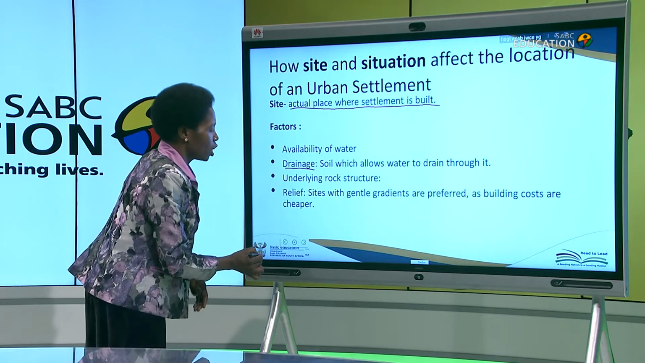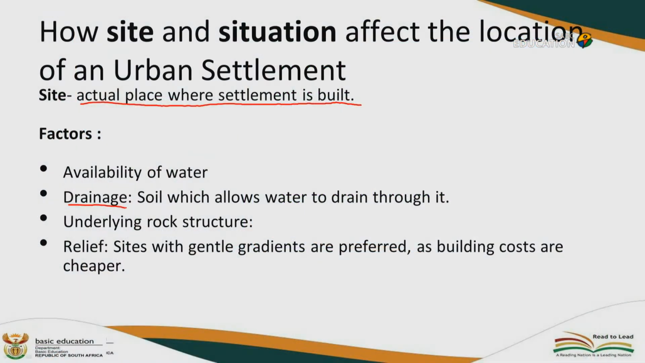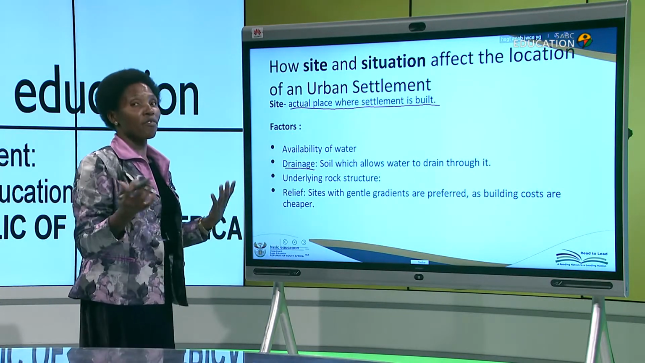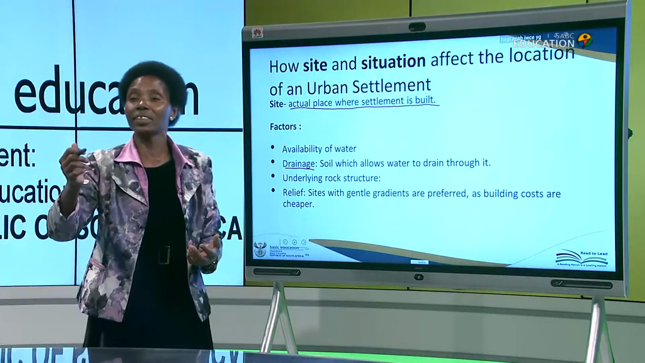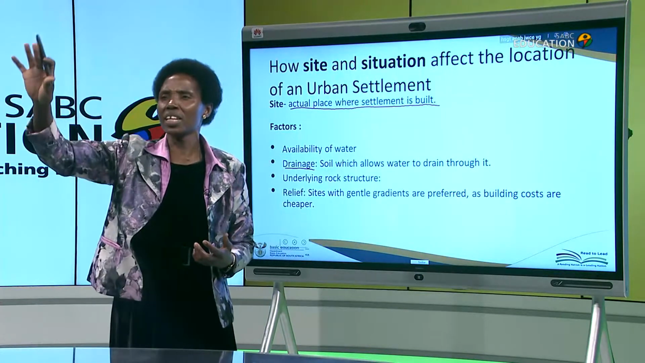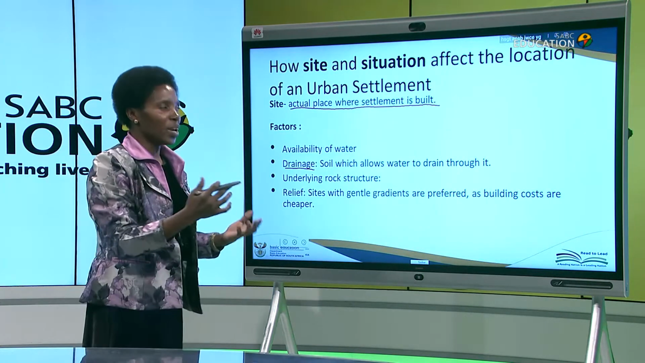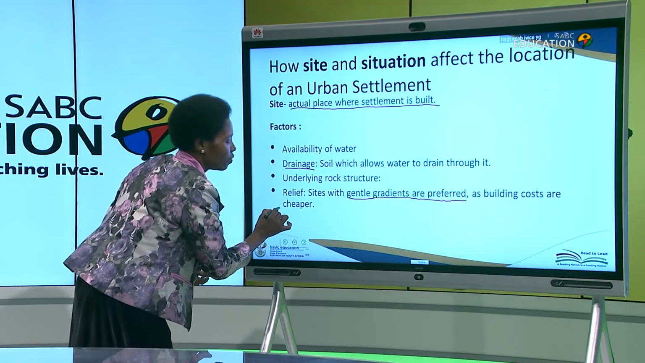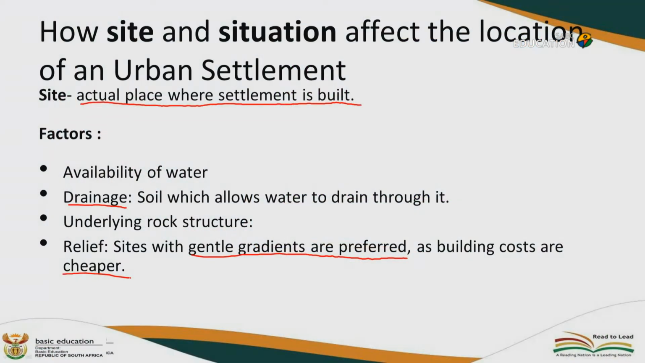And then the next thing that we look at is relief. Okay, boys and girls, when we talk about the relief, we are talking about how high or how flat this place is. We look at the slope. Is it gentle or is it steep? So in most areas, when they are building a settlement, they prefer to build on a flat slope. Why a flat slope? Because it's cheap and affordable. Yes, a settlement built on a steep slope can look nice. But when you build on a gentle slope, it's very cheap, it's affordable. So that is why they choose that one.